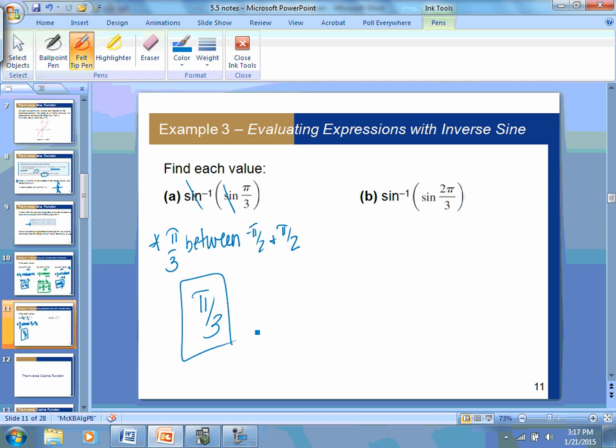So when you're taking the inverse of a sine, then you have to make sure that your value is between your range values of negative pi over 2 and pi over 2.